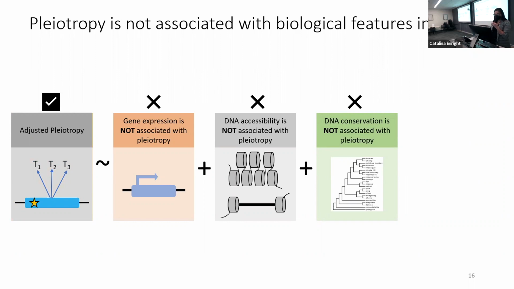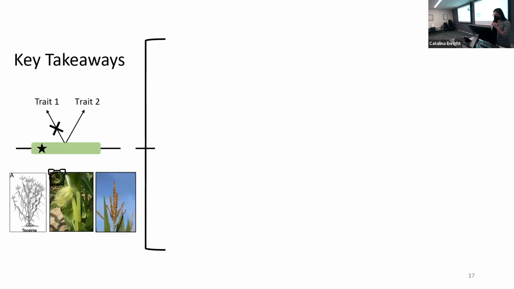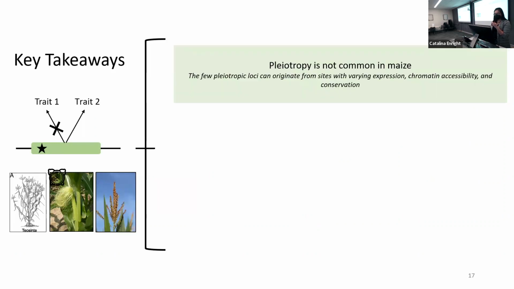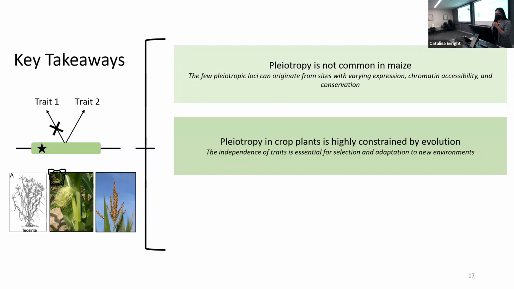And so to conclude things, we hypothesized that pleiotropy is not common in maize. And of the few pleiotropic loci that do exist, they can come from sites with varying amounts of gene expression, chromatin accessibility, and sequence conservation. Also, pleiotropy in crop plants is highly constrained by evolution.